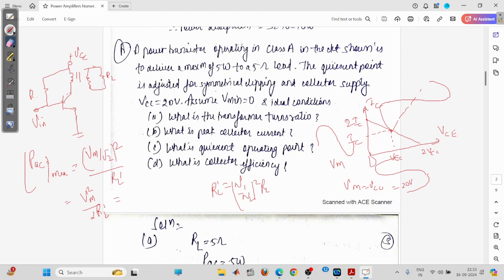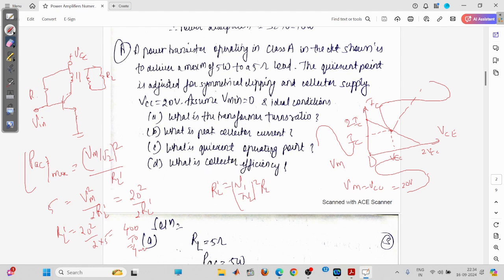So Vm square is equal to 20 square. Why have we taken Vm as 20? Because Vm will be equal to VCC. So this is twice into RL dash, and the PAC maximum will be 5 watt. So I think you can easily calculate this: 400 upon 2 into 5, that is 400 upon 10. So 40 ohm is the reflected load impedance. Fine.